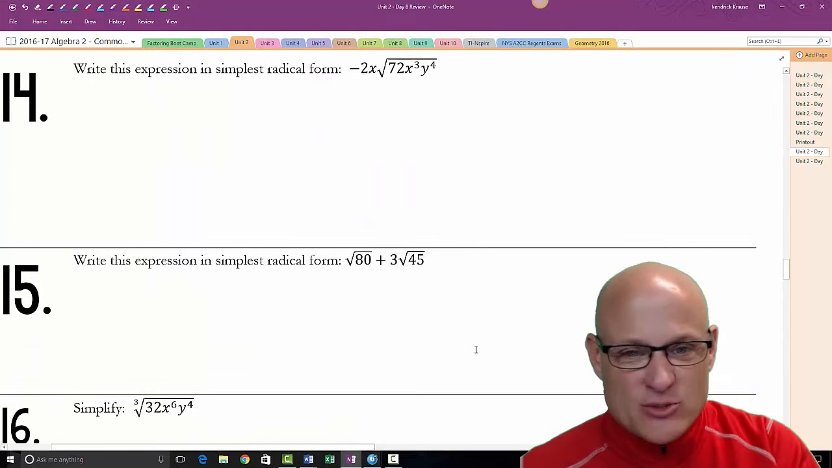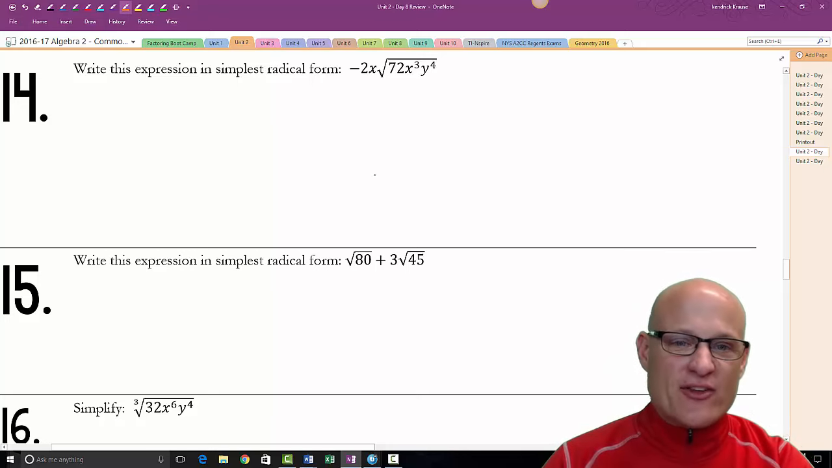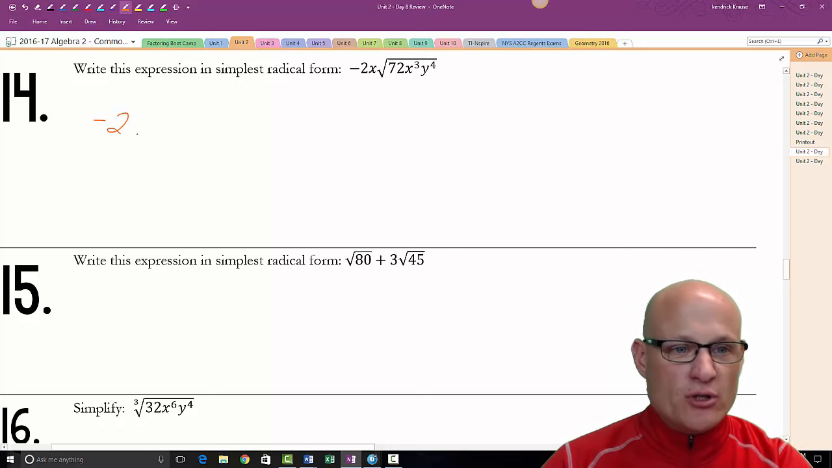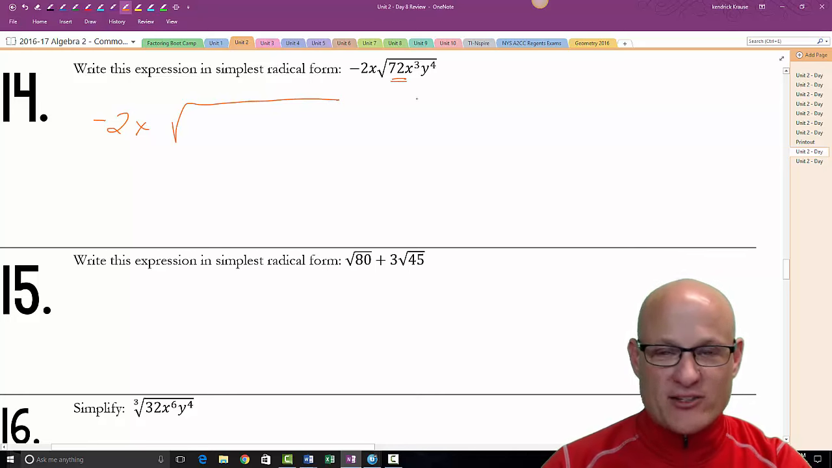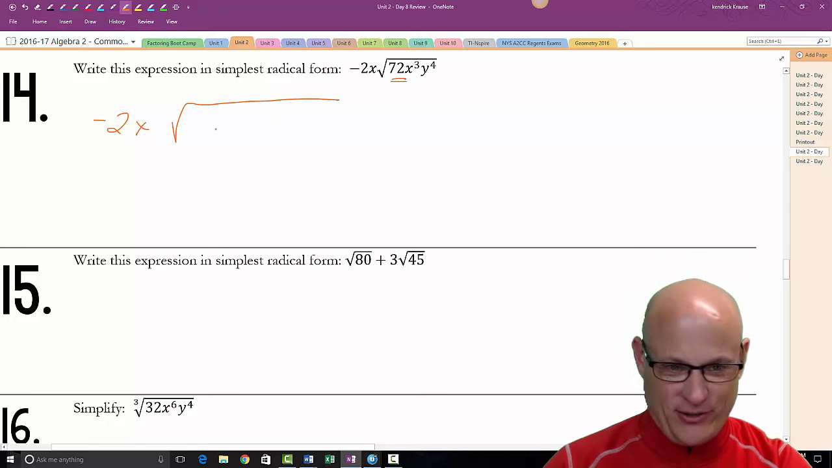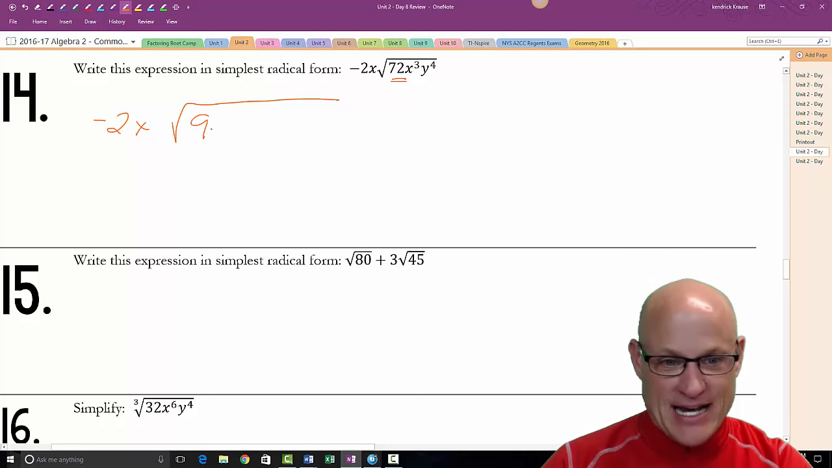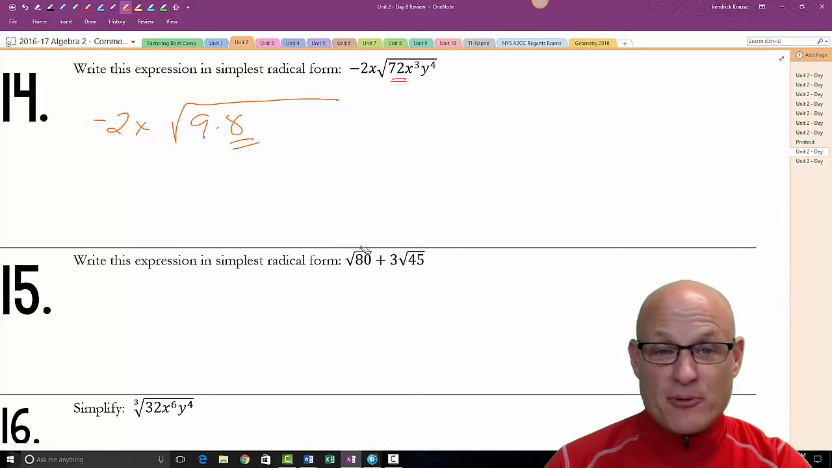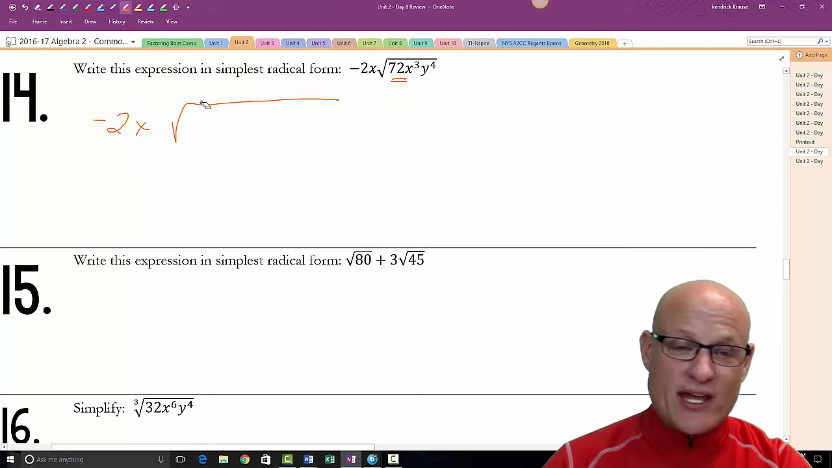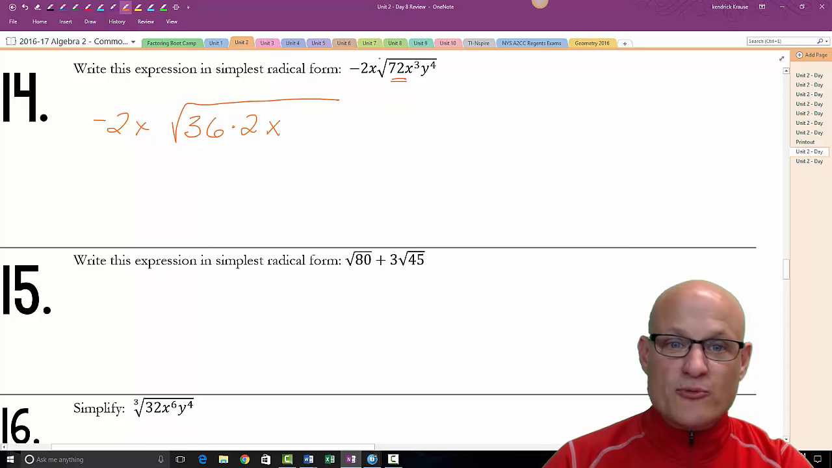Write this in simplest radical form. So I'm going to show you how to cheat on this one too. So we're going to go negative 2x square roots of 72, that's the one we love to ask as math teachers because everybody picks 9 times 8. But 8 has a perfect square in it, so you can't use that one. Remember, it's 36 times 2. x. Now we're going to write them as groups of 2. x squared times x. y to the 4th is fine.